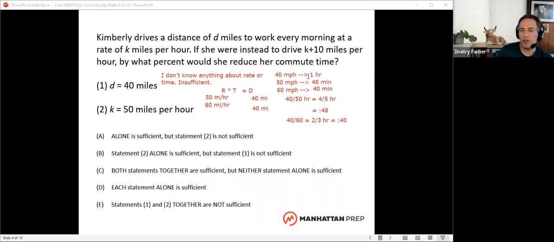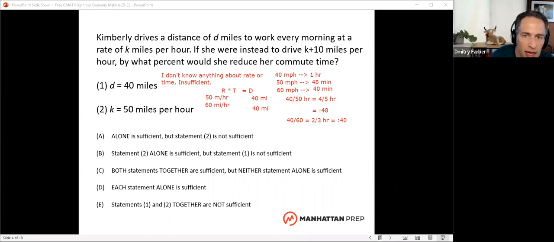Think of an extreme case. What if she's driving 10 miles per hour? Then adding 10 is going to double her rate. It's going to halve her time. Or even further, what if she's driving 1 mile an hour? I don't know why she's commuting at 1 mile an hour, but okay. If she's going 1 mile an hour, then adding 10 would multiply her speed by 11. She would take 1/11 as long as she usually does. It would make a huge difference. On the flip side, if she were going at the speed of sound or something, then adding 10 would barely budge her time. So this one would be insufficient.